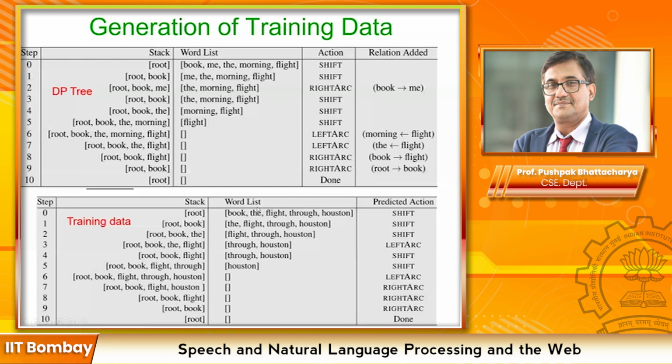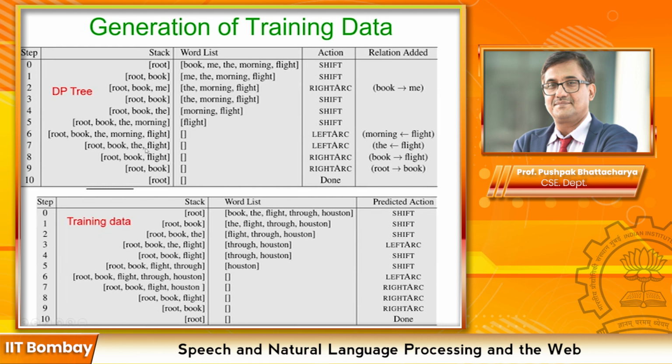So this is like that. However, I have only words here, but I need generalization. Flight, Houston, book, these are all nouns. So I need that generalization or the POS tag information for the words. So this is the generalization. Is it clear to you? I hope it is clear to you.